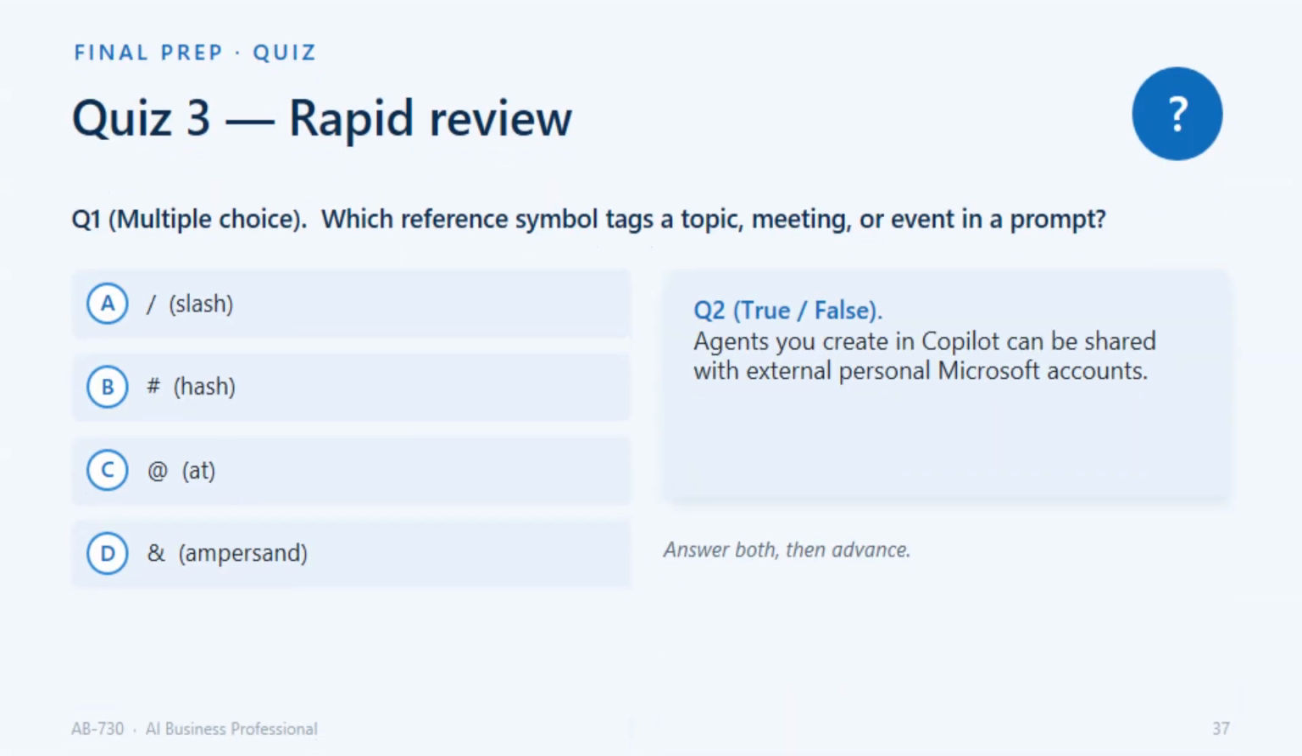Rapid Review Quiz. Question 1. Which reference symbol tags a topic, meeting, or event in a prompt? Question 2. True or false? Agents you create in Copilot can be shared with external personal Microsoft accounts. Decide on your answers before continuing.